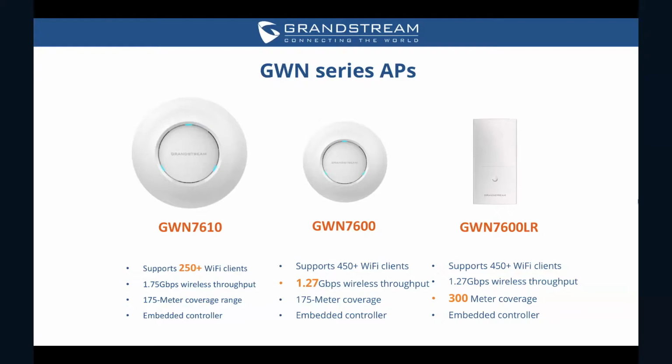Then just a couple of months ago, we came out with the GWN 7600 LR. The thing that sets this apart from the other two GWNs on the left is its special waterproof and heat-resistant casing, making this great for outdoor usage, whether you need long-range Wi-Fi outside, in a tropical or freezing climate. This would be perfect for hotels who might have open pool areas or for car dealerships where you're in more need of an open range. It has a 300 meter coverage capability, which is the last answer for part C.